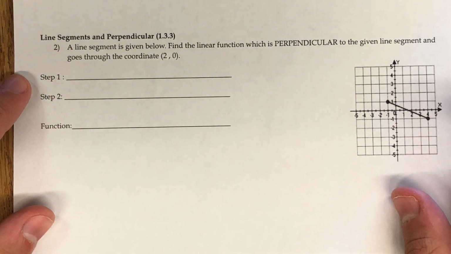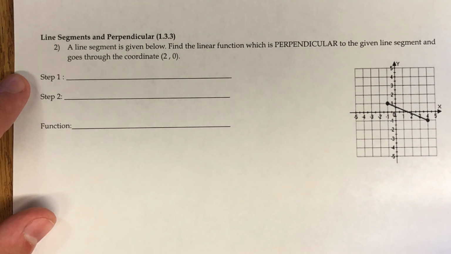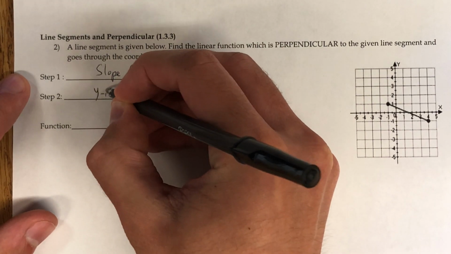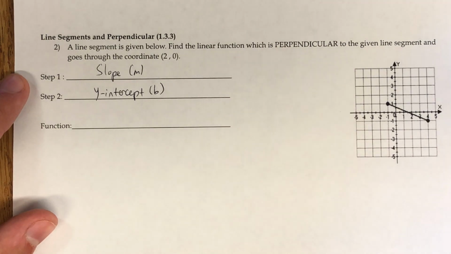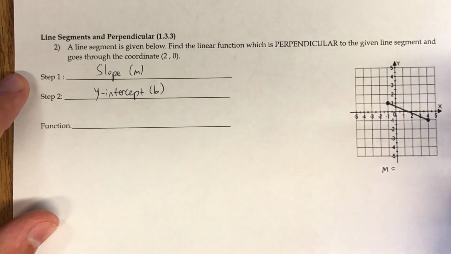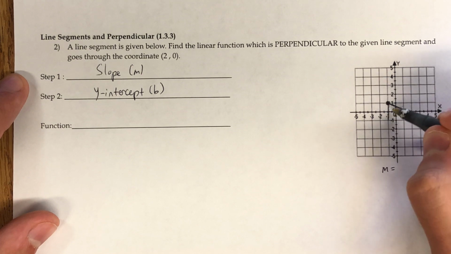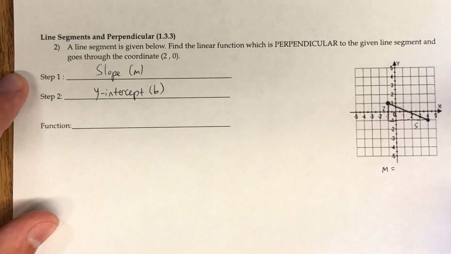So here we have a line segment, again, is given below. Find the linear function which is perpendicular to the given line segment and goes through the coordinate 2, 0. So again, what we'll do is we're going to find the slope, our m. We're going to find that y-intercept, our b. And then we're going to write that function. So to find the slope, we need to first figure out what's the slope of this segment. So we go from left to right, we go down 1, 2, so 2 there, over 1, 2, 3, 4, 5.